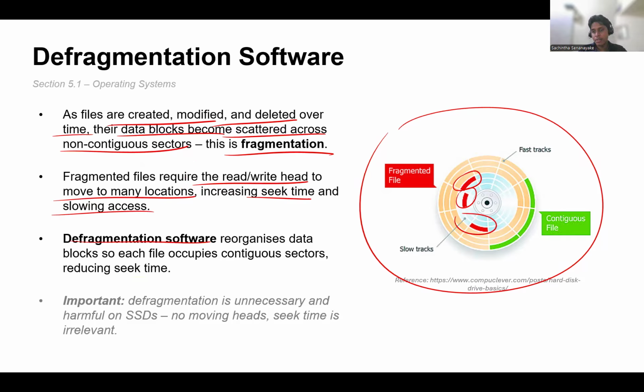Defragmentation software is able to reorganize this data so that files that are distributed across sectors are now placed sequentially. So a file occupies continuous sectors, which then reduces seek time. So in one single sweep of the read-write head, you can find all the file's sectors. One quick thing to note, though, is that defragmentation is unnecessary and harmful to do on SSDs because SSDs don't have any moving parts, and the seek time is irrelevant for SSDs because, again, there's no read-write head that needs a certain latency to access things. It's done electrically, right?